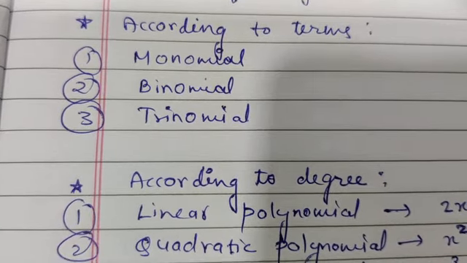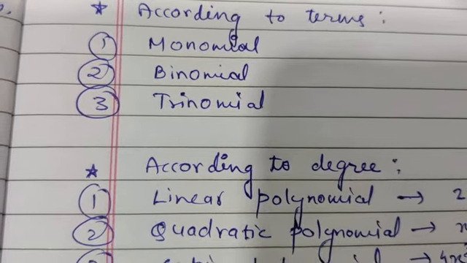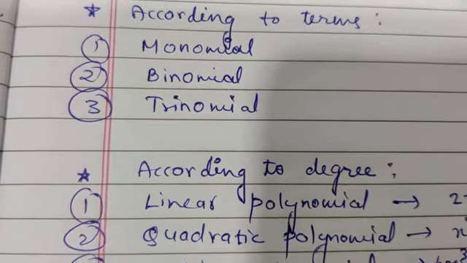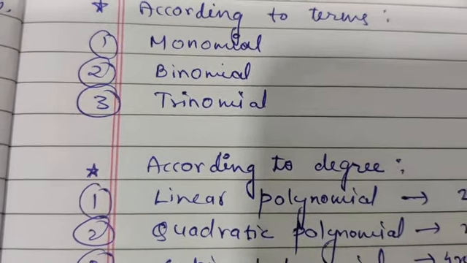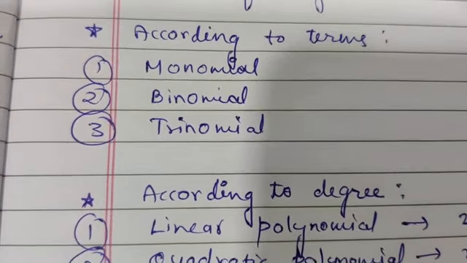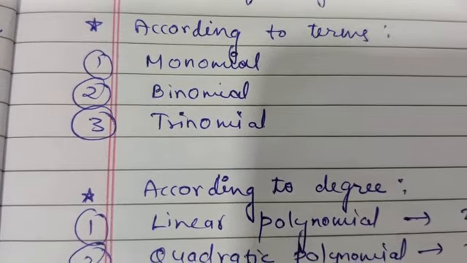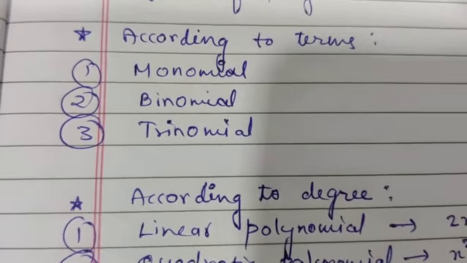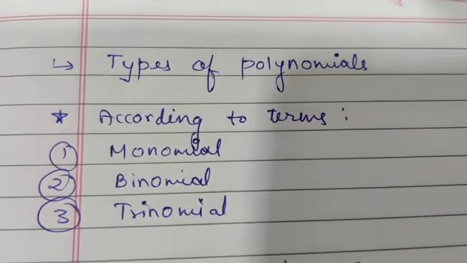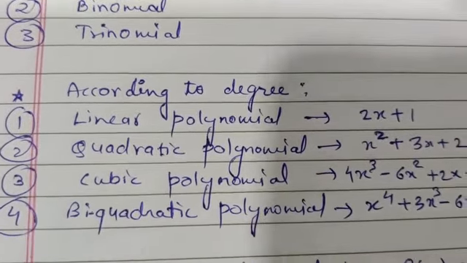And what about trinomial? अगर monomial 1 है, binomial 2 है, that means trinomial will be having 3 terms. तो जहाँ पर 3 terms lie करेगी, suppose x square plus 2x plus 5. So x square is the first term, 2x is the second term, and plus 5 is the third term. So in this way we can say that trinomial, binomial and monomial are the types of polynomials according to terms. What about according to degree?